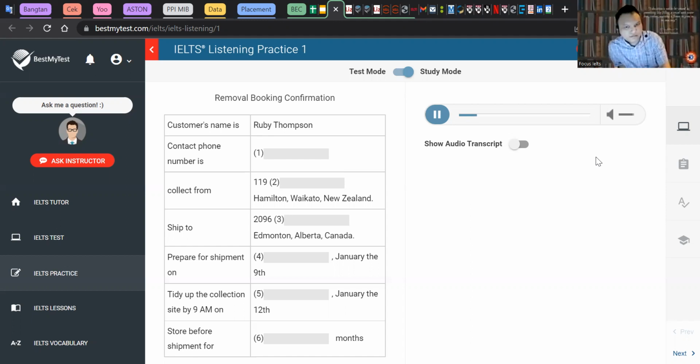Very well. We'll also need to know the pickup location. Will it be in the Waikato region? Yes, I'll have my things prepared for pickup at 119 Avalon Drive. That's Avalon Drive in Hamilton, Waikato, New Zealand.